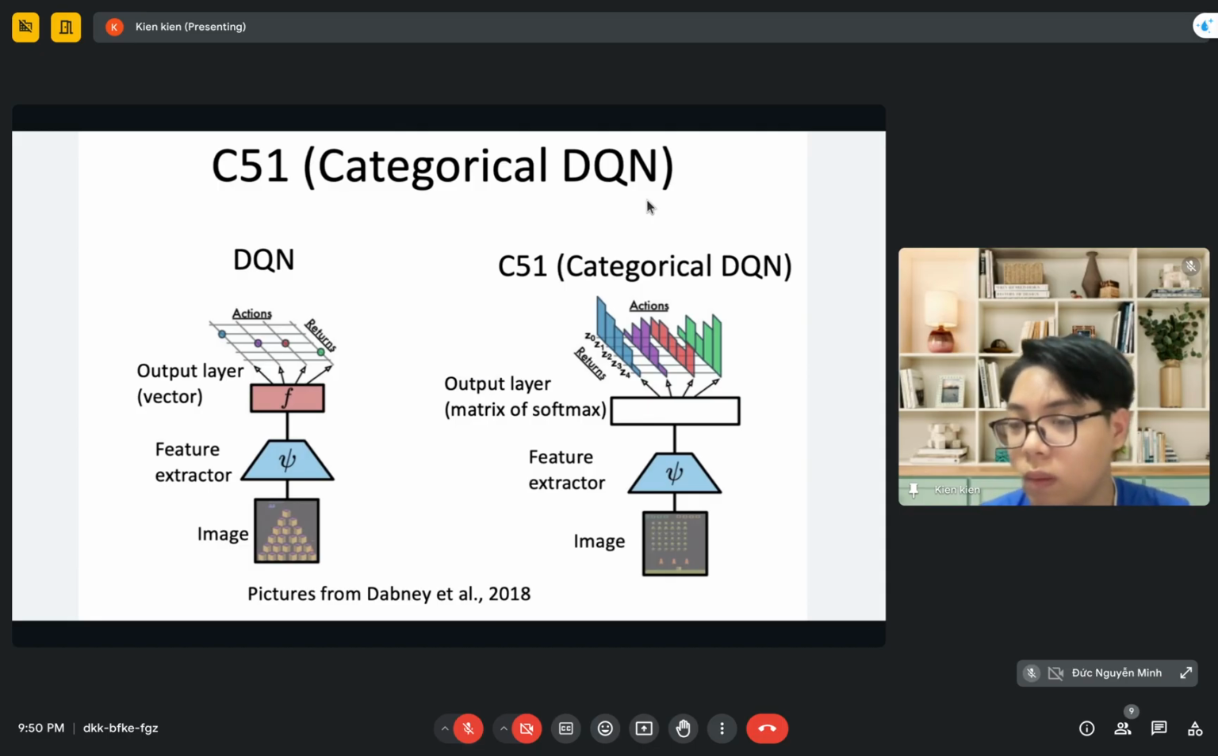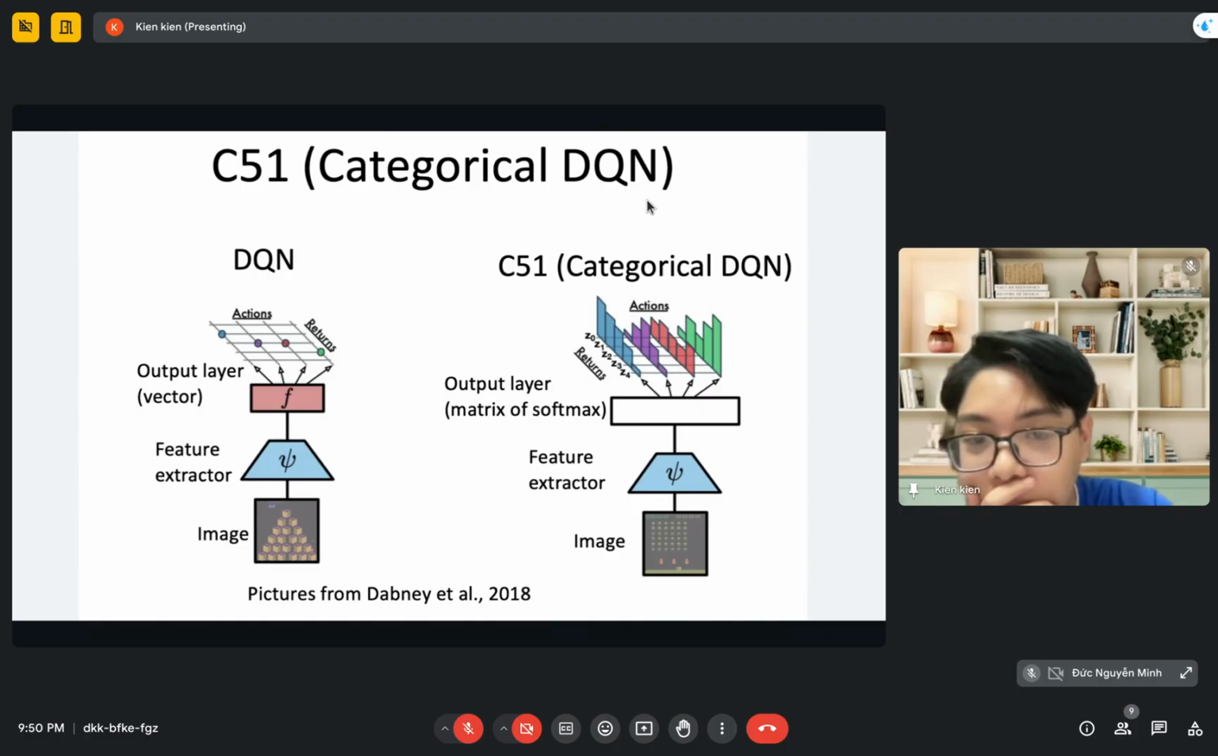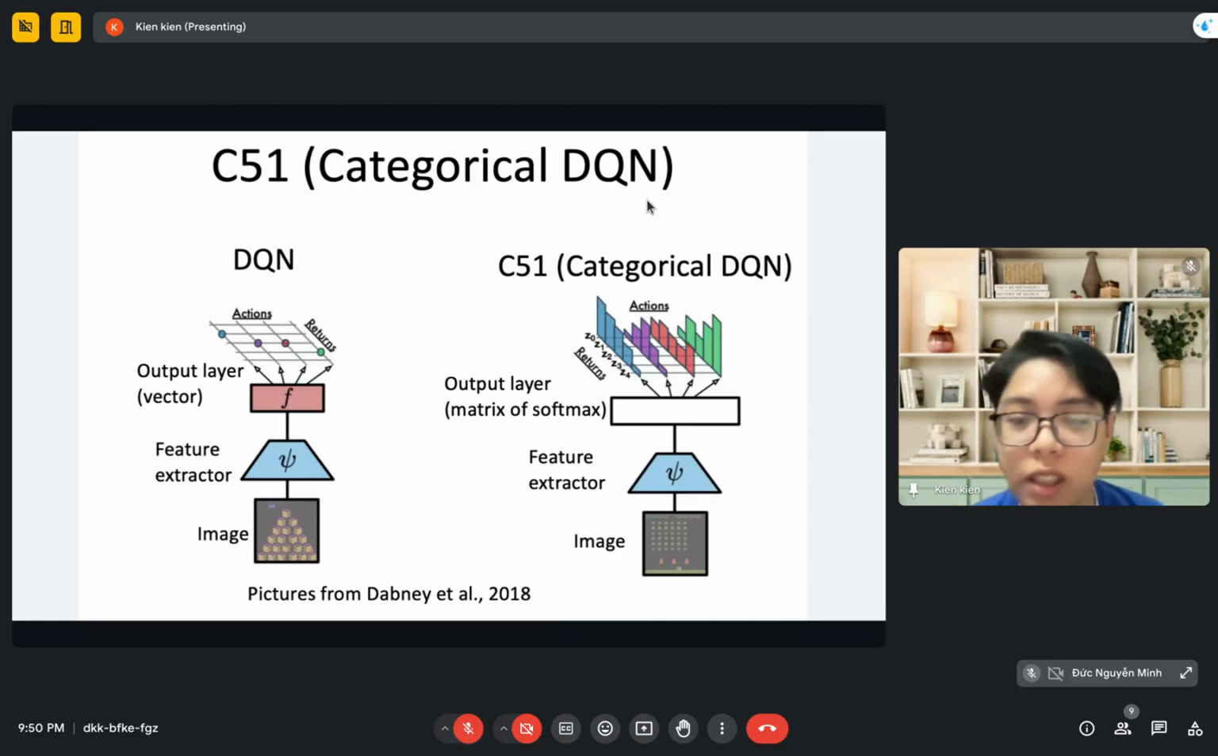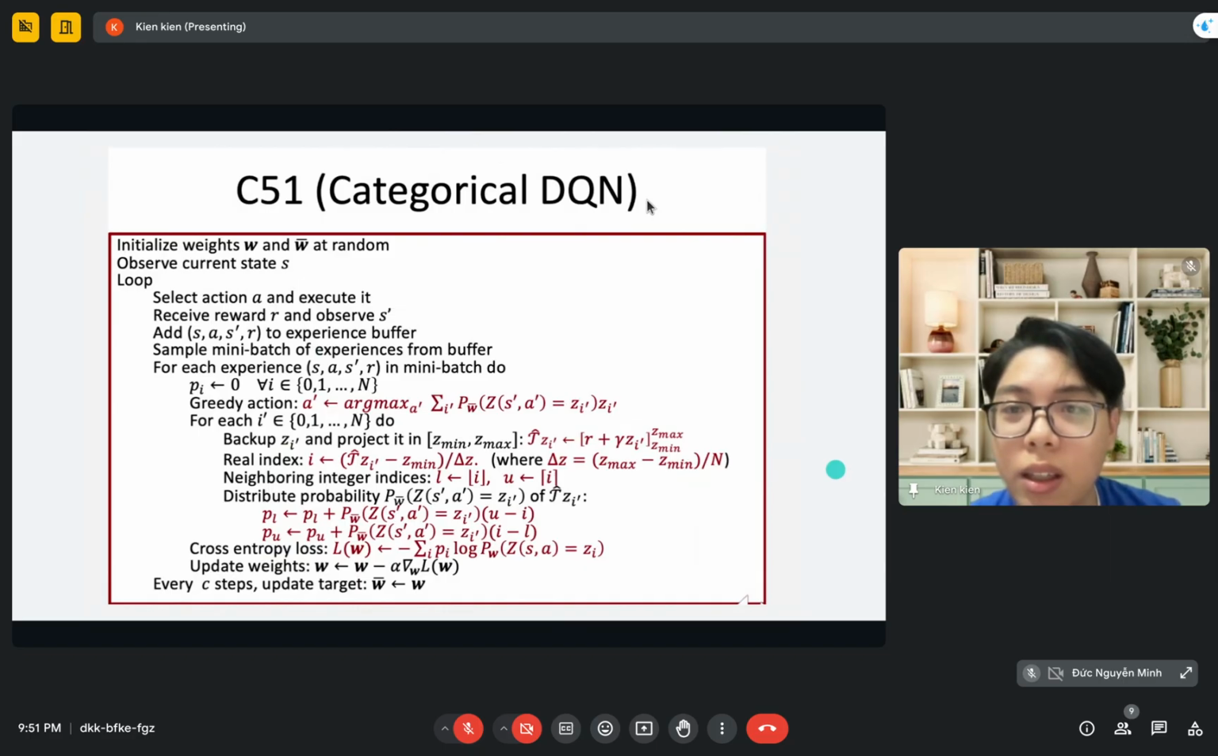Actually, I feel softmax distribution is not too good in continuous action space. Can you tell me more about the DQN in continuous action space? Okay, this approach for continuous action space is not included in this content. Maybe we will talk about it at the end of this seminar. The idea of solving the continuous action space is in another paper.